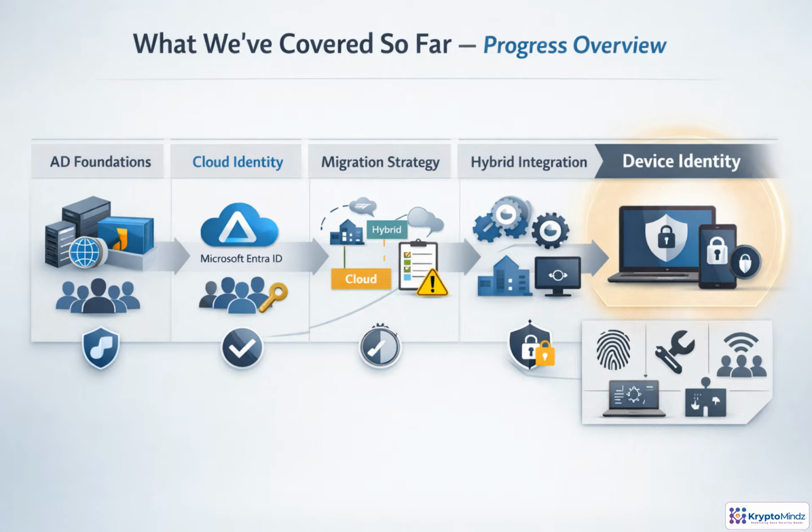Up to this point, you've built the identity migration foundation: legacy AD, Entra ID, migration strategy, and hybrid synchronization. Now the focus shifts from users to devices, where the join model determines how Windows participates in both legacy and modern environments.